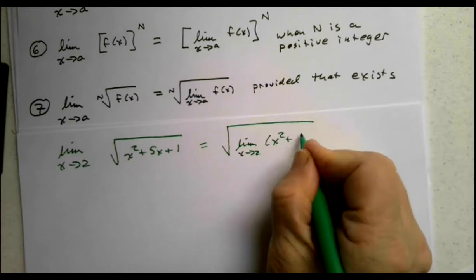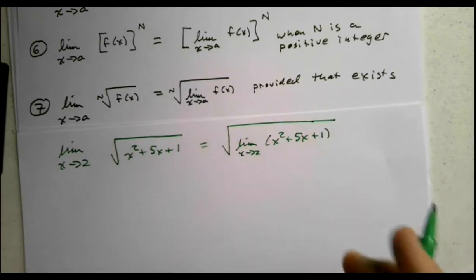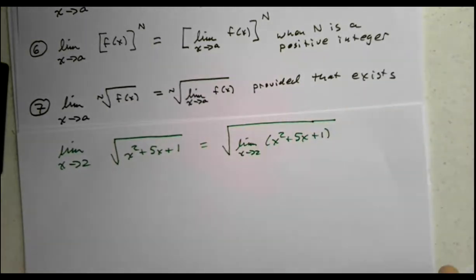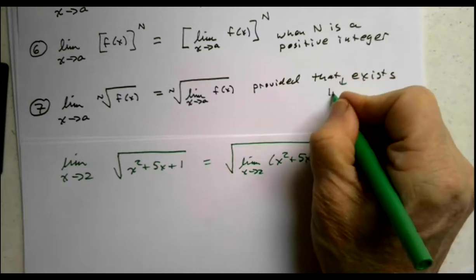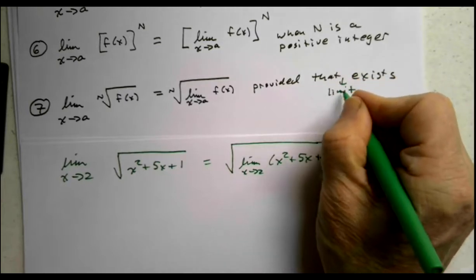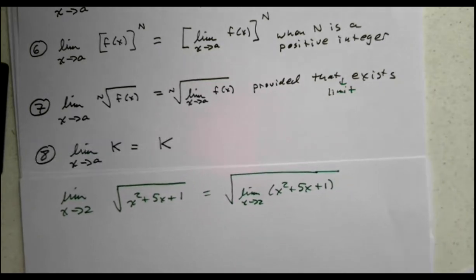We have to be careful with this, though, because you know you can't take a square root of a negative number. So provided that the limits exist here, that rule is going to be one that we can use. All right, now we get some big ones.